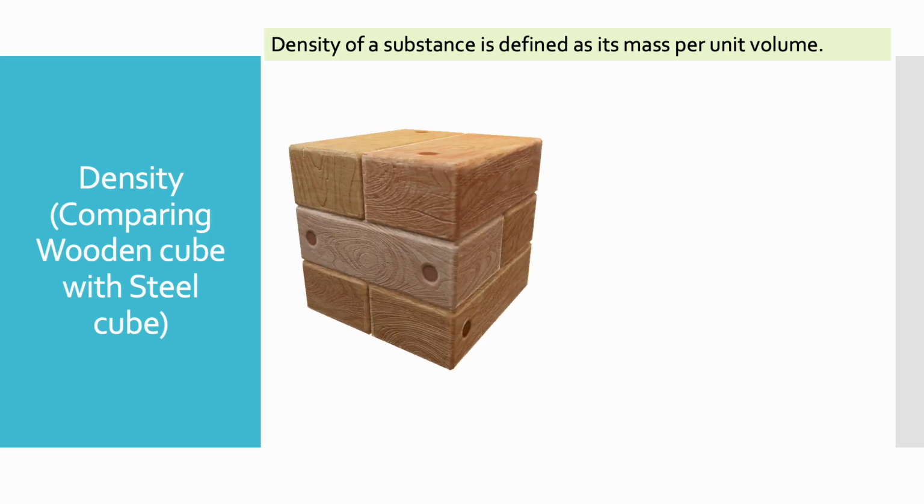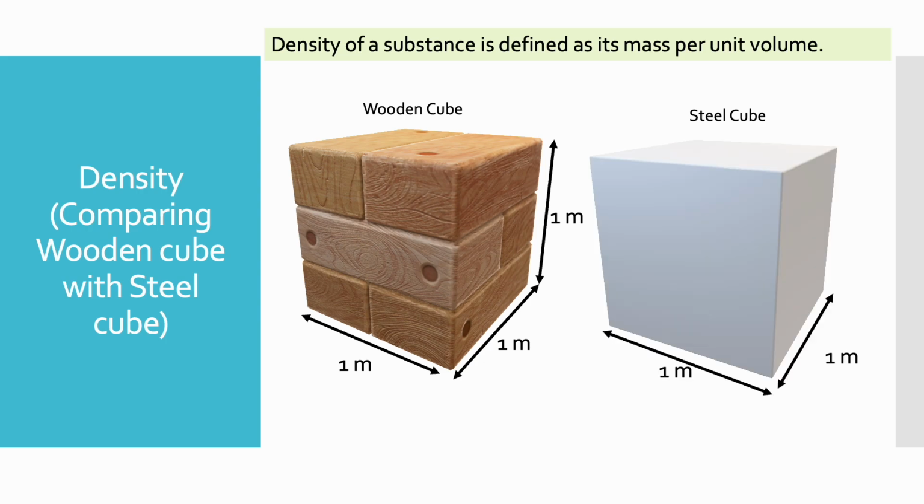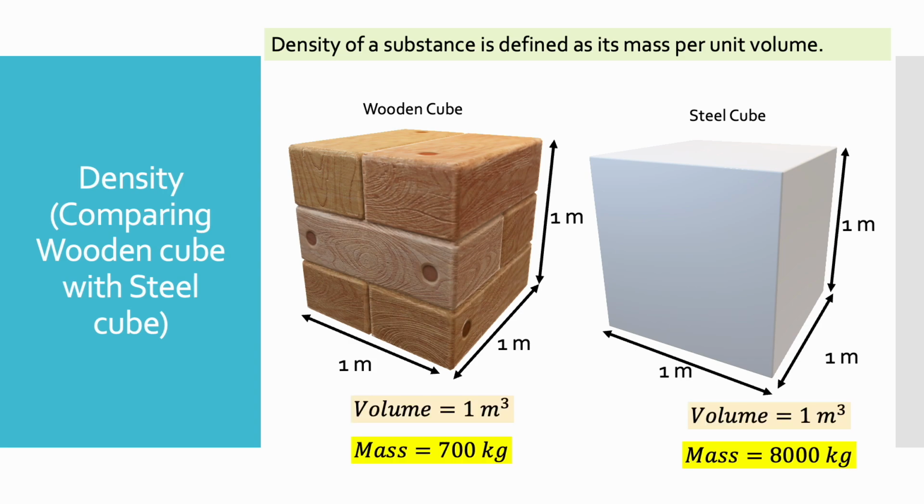Let's look at these two cubes. One is made of wood and the other is made of steel. Now here is something interesting. Both cubes are exactly the same size. They each have a volume of 1 cubic meter. That means they take up the same amount of space. But when we look at their masses, things start to look different.